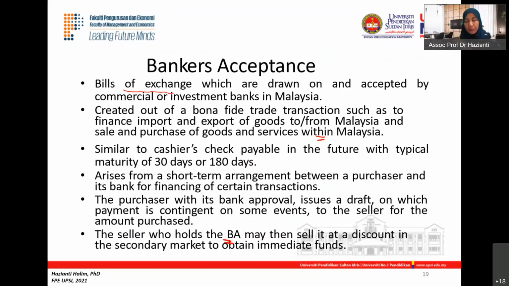It is just a piece of paper with value, from whichever bank. Same with banker's acceptance: the purchaser can take a banker's acceptance on condition that you do have money in that bank. It is a short term arrangement between the purchaser and its bank for financing of certain transactions. Let's say I have an account with my bank and I have a business, so I need a banker's acceptance. The bank gives a paper stating that I am waiting for sales from China, for example. I have sold goods to China and am waiting for my Chinese customer to pay me. The bank approves that I will get the money next month, so the bank can issue a banker's acceptance.